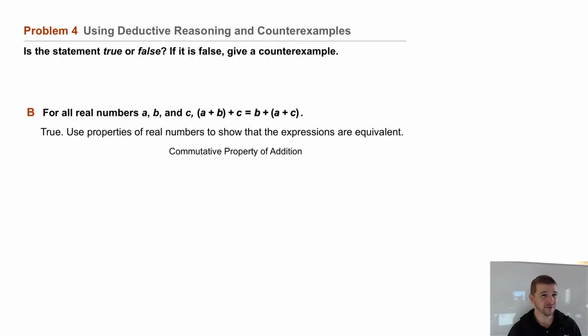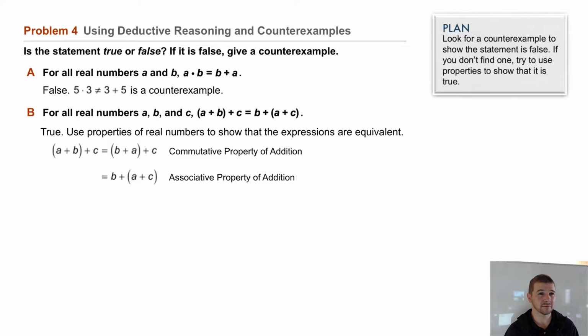This is simply the commutative property of addition to rewrite the a and b in a different order in the parentheses, followed by the associative property of addition to rewrite as b plus the quantity a plus c.